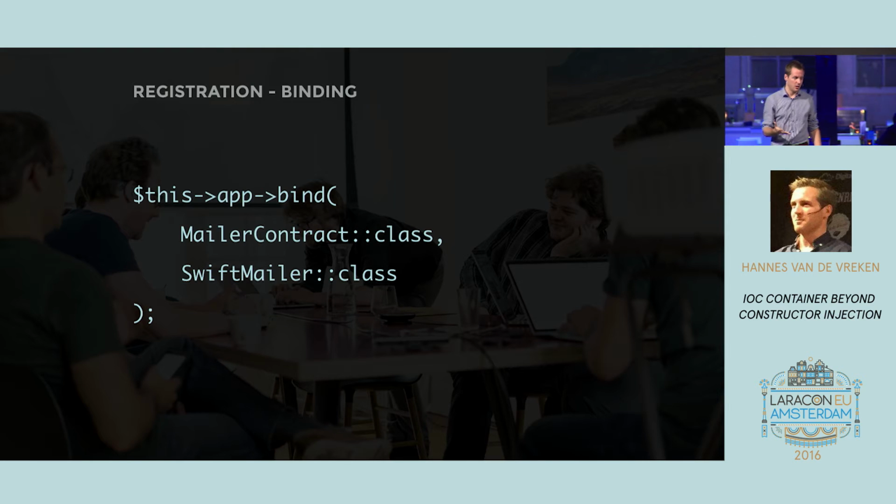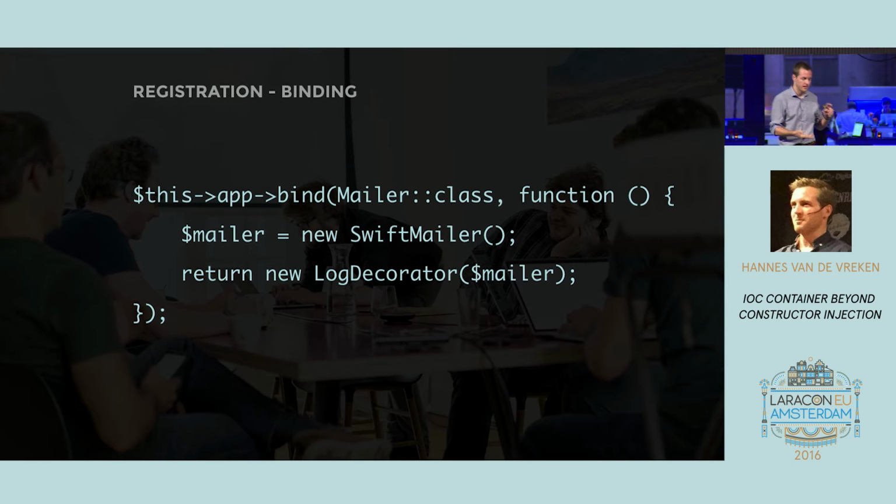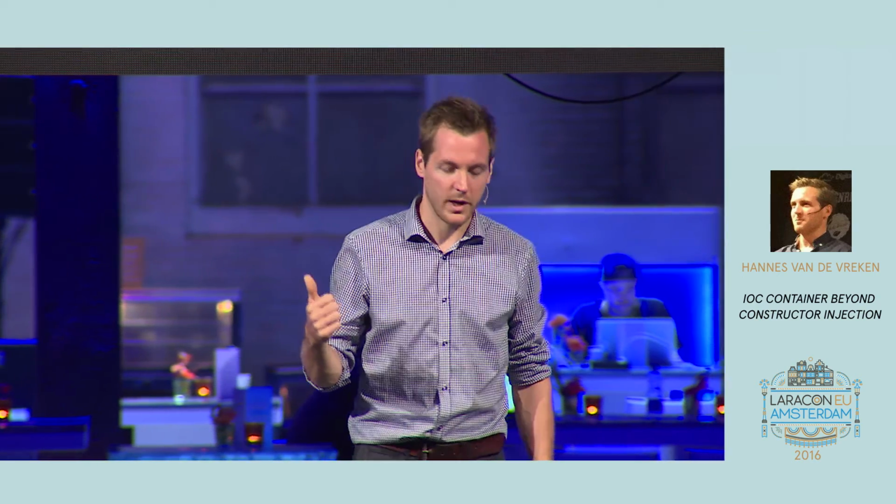This is a binding. You can also use an anonymous function or a closure. When someone needs a mailer class, then execute this function and return the result of this. So in here, you can do stuff like wrapping it with cache decorators or log decorators or whatever. So every time someone requires a mailer class, this function will be executed.